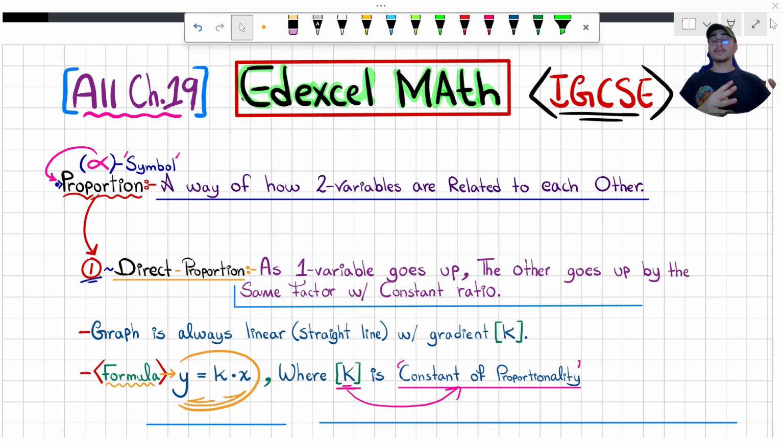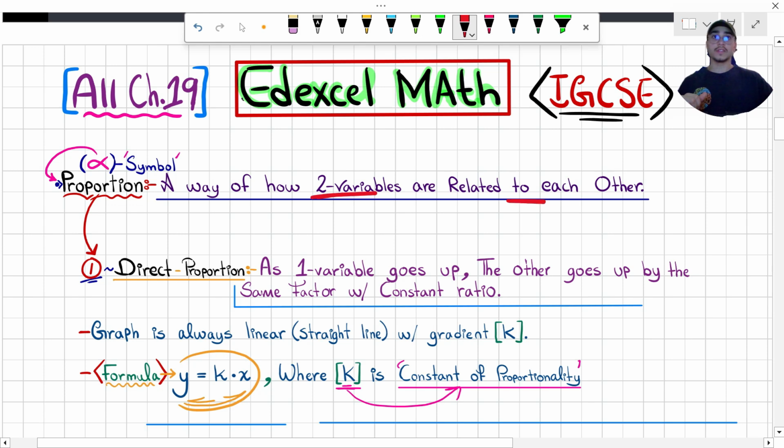In this chapter we're going to be discussing proportion. There are two types of proportion in math, direct proportion and inverse proportion. Proportion is how two variables are related to each other. Any two numbers, any two variables, any two factors, any quantity in math technically. But by our definition in the syllabus, proportion is how two variables are related to each other.